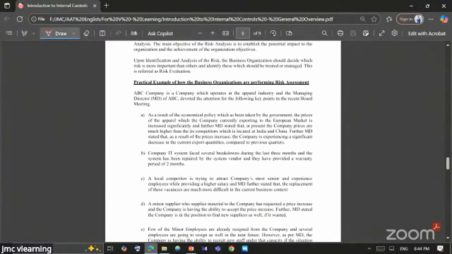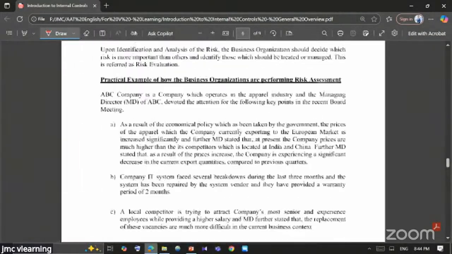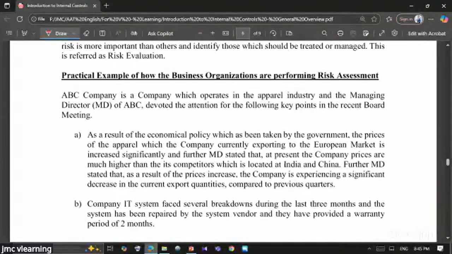One minute. Okay, fine. Now it's much more clear, right? Yes, you made it larger, so it's clearer. Right, okay. Practical example of how business organizations are performing risk assessment, right? ABC company is a company which operates in the apparel industry, and the managing director of ABC devoted attention to the following key points in the recent board meeting.